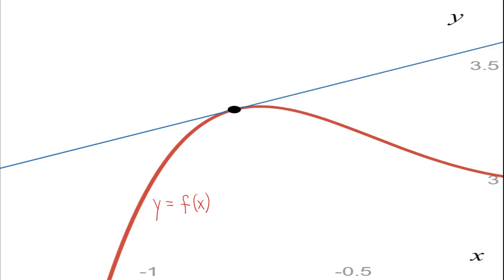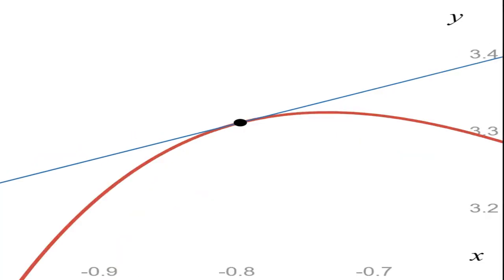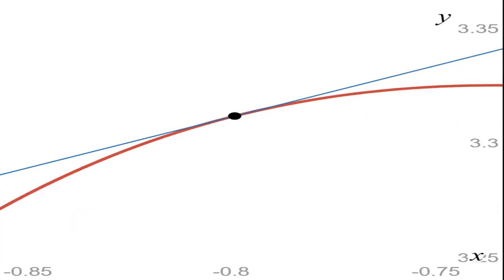But here's what I want to do. I want us to really zoom in on that point of tangency. Zooming in just a little bit helps us to see that the curve itself, the red curve, appears to have flattened out around that tangent point. Let's zoom in a little bit more. This is the same curve, the same point of tangency, and the same tangent line. What do we notice here?